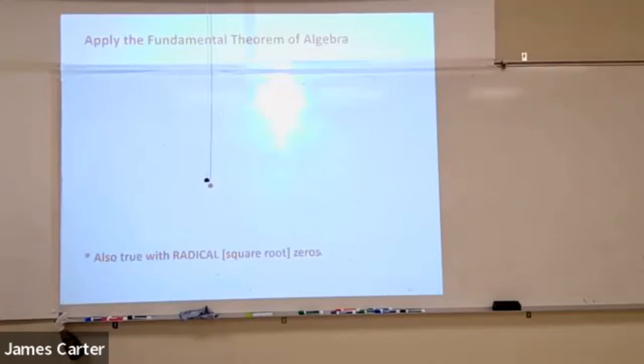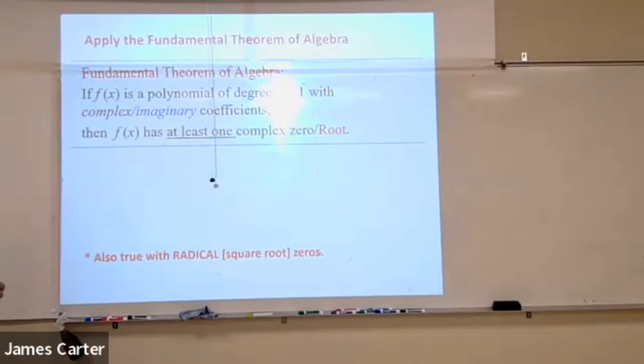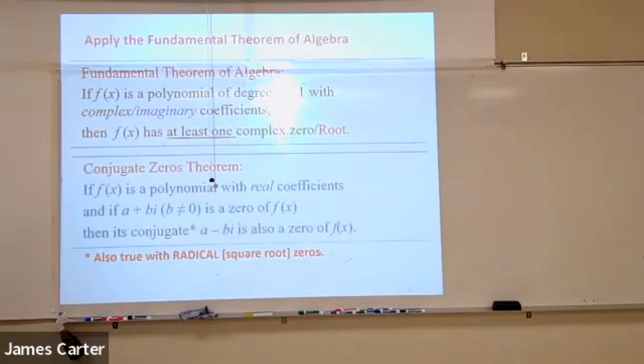Now, this tells you something that I already told you. If you have imaginary or complex coefficients, if you got one of them, you got both of them. And its conjugate. And now they're actually calling it conjugate zeros there. Just says if you got one of them, you got its conjugate also.